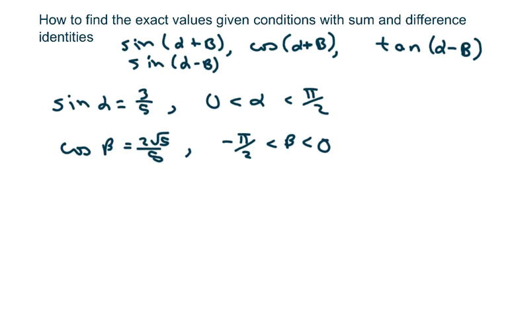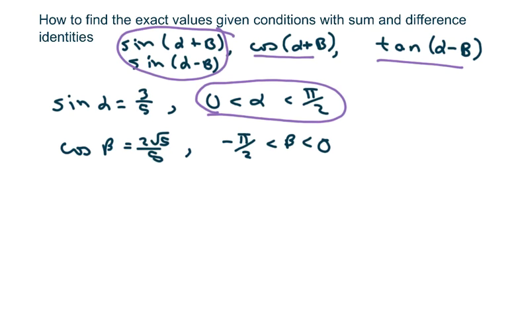Hey everyone, we're going to find the exact values of these functions with the given conditions using sum and difference identities. So we have to find these two, cosine and tangent of alpha minus beta. So the first thing we need to know is what quadrant we're in. And basically you should know that our alpha angle belongs to quadrant 1. That means everything's positive. And our beta angle belongs to quadrant 2.